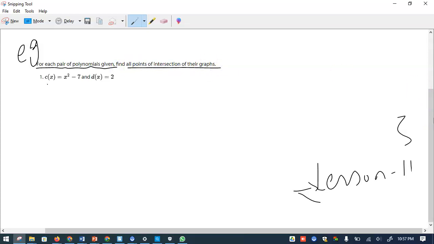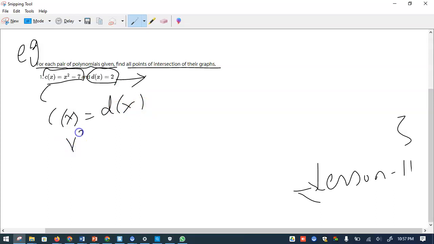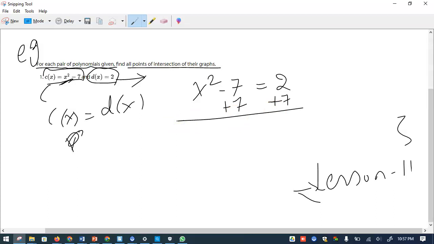What this means is this is one polynomial, and there is another one which is just a constant function. So all you do is you put c(x) equals d(x), and then you plug this in. What is c(x)? It is x squared minus 7 equals 2. And then you solve for x. That means you add 7 to both sides, and this goes away, you get x squared is 9.